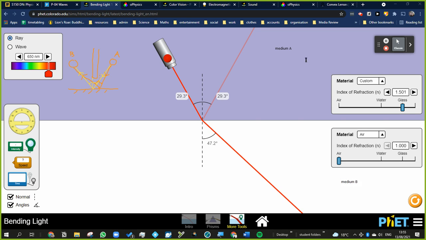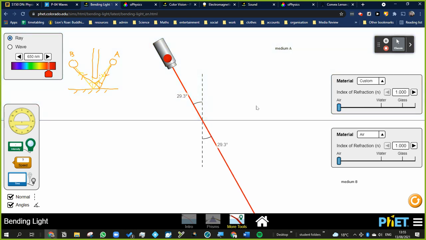Medium A at the moment is glass. Medium B is air. But it changes depending on, I could obviously change this on this simulation. So let's have a look, let's play around with this.